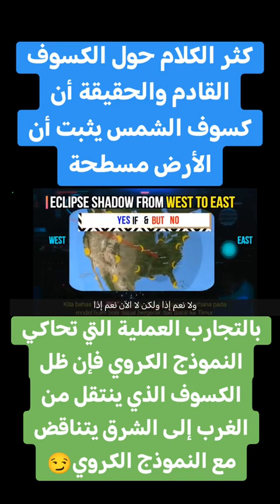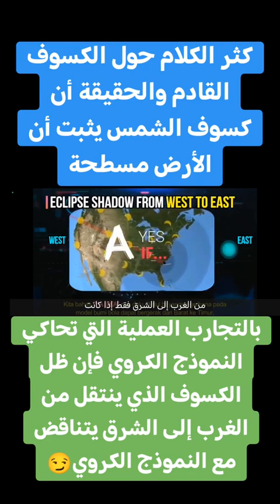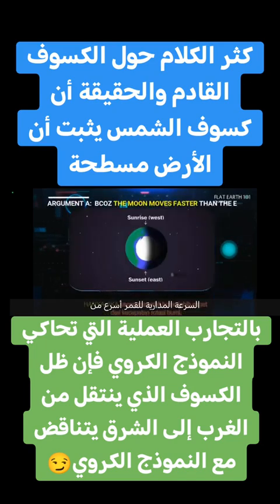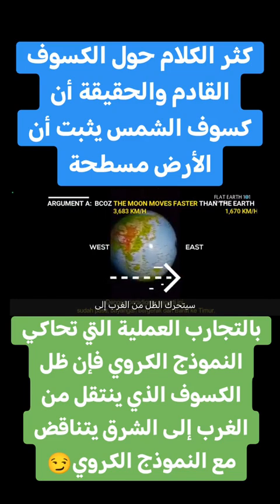Now the yes if first. Yes, the eclipse shadow on the globe model can move from west to east only if the Moon's orbital speed is faster than Earth's rotation speed. In the heliocentric model, the Moon's orbital speed is twice as fast as the Earth's rotation speed. With this paradigm, for sure, the shadow will move from west to east.